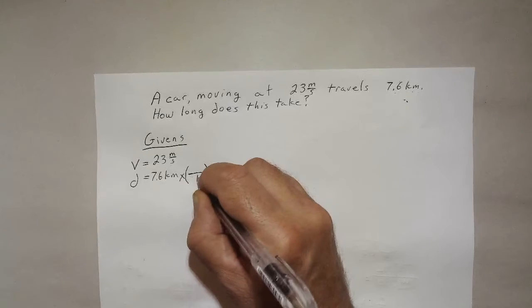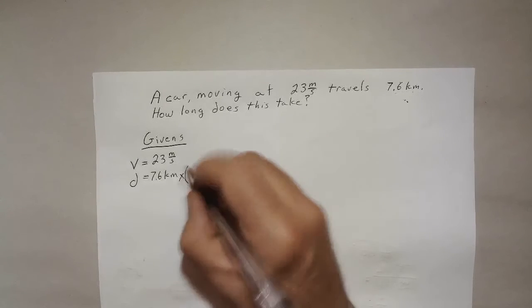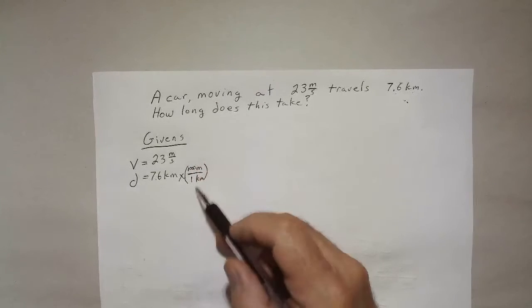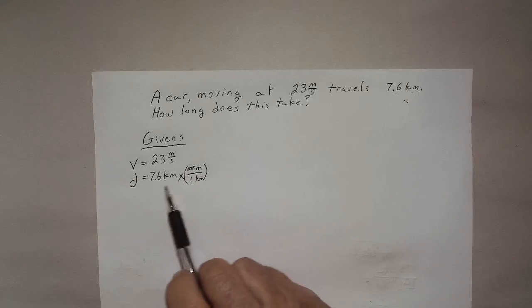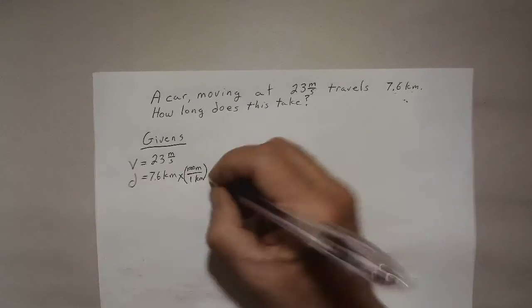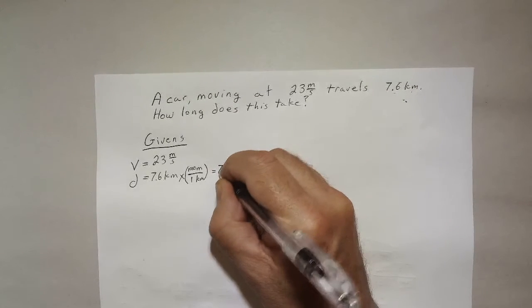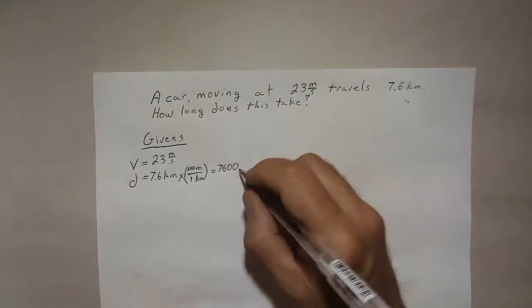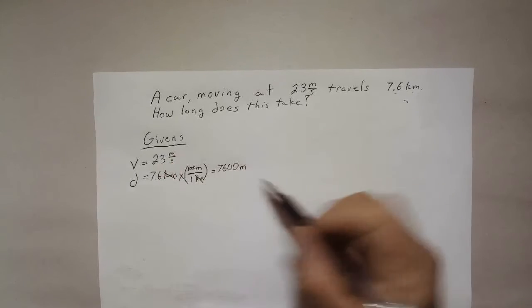So, kilometer goes in the bottom, so we'll cancel. Meter goes in the top. How do we make this number 1? Well, 1,000 meters is the same thing as 1 kilometer, so this has a value of 1, so we're not going to be changing our distance. We're just going to be changing our units. So when we do that, we have 7,600 meters. The kilometers nicely canceled and went away.